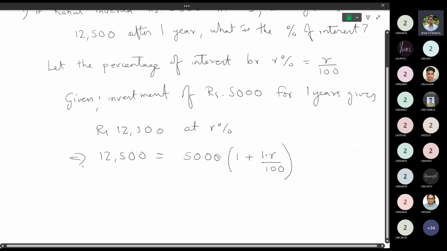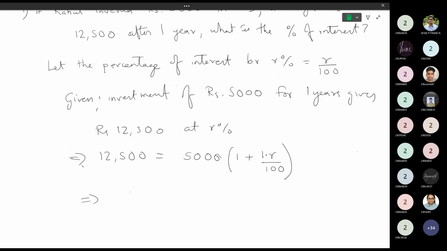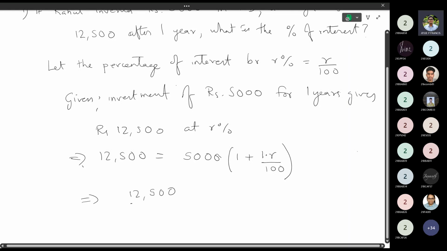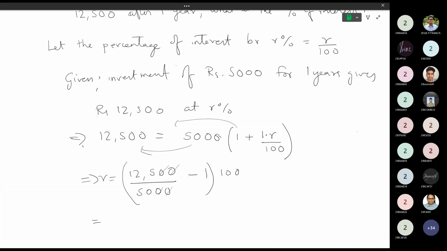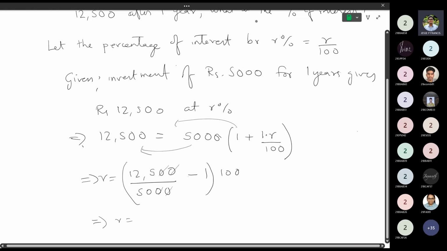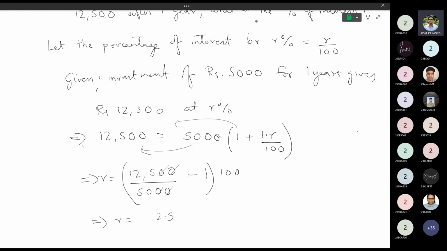So from this, I can write: 12,500 divided by 5,000 minus 1, into 100, is our R. And simplifying, what do you have? R is equal to 2.5.